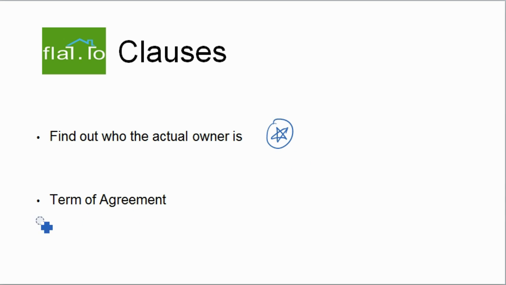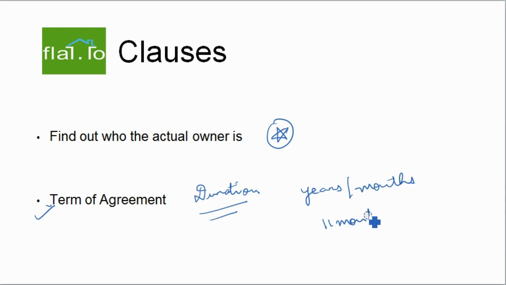Next comes the term of agreement. This is the duration for which the agreement will be valid. It can be in years or months. For a leave and license agreement, 11 months is a desirable period. So most of the agreements will contain this duration of 11 months. Very important, this will decide upon the rest of the clauses like raise in rent, etc. So you must check the term of agreement before signing any agreement.